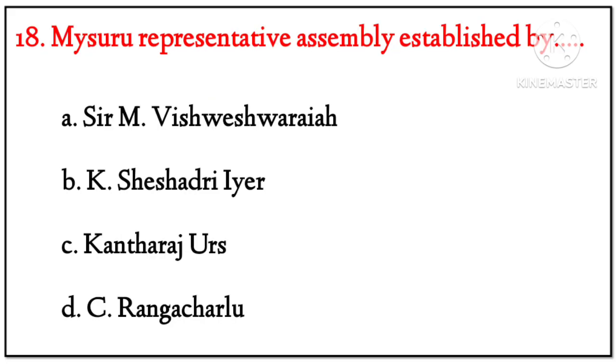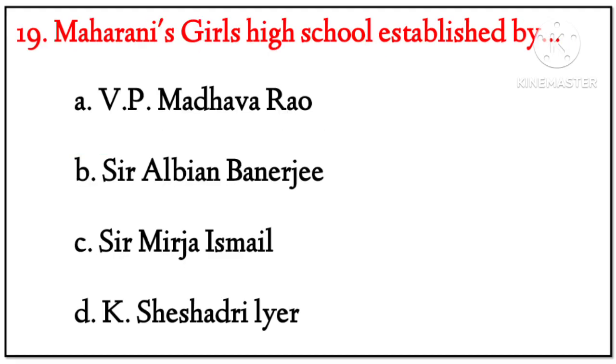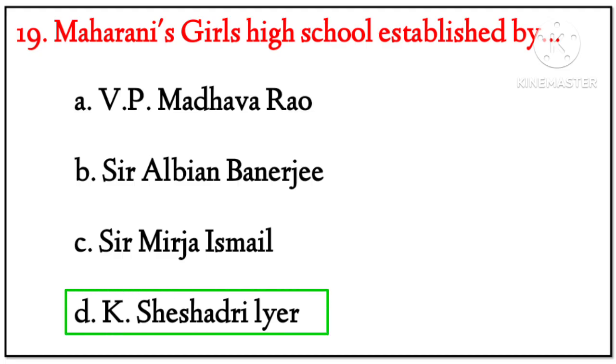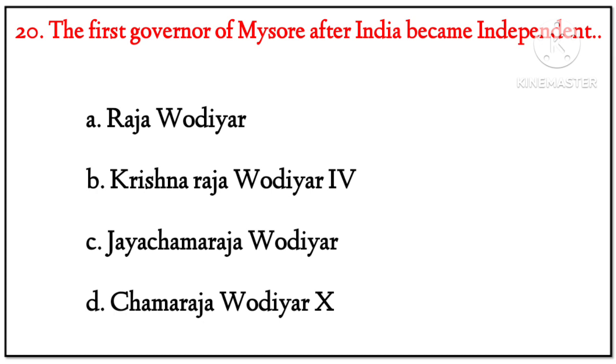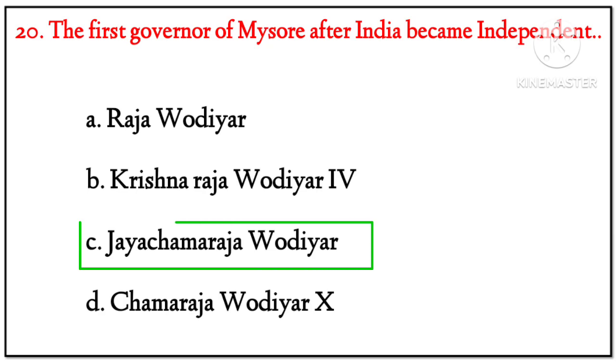18. Mysore Representative Assembly established by, our options are Sir M. Vishweswaraya, K. Sheshadri Iyer, Kantaraju Arasu, C. Ranga Charlu. Our right option is here the second one, K. Sheshadri Iyer. Next, Maharani Girls High School established by V.P. Madhavrao, Shri Albenu Banerjee, Shri Mirza Ismail, K. Sheshadri Iyer. Our right option is here the final one, K. Sheshadri Iyer. 20. The first governor of Mysore after India became independent. Options are Rajavadeyar, Krishna Rajavadeyar 4th, Jayachamaraja Vadeyar and Chamaraja Vadeyar 10th. Our right option is here the third one, C. Jayachamaraja Vadeyar.